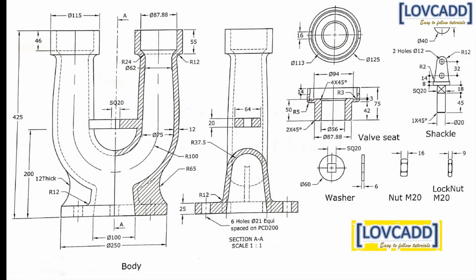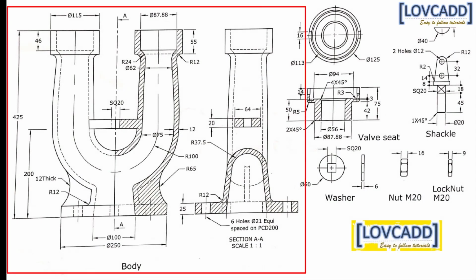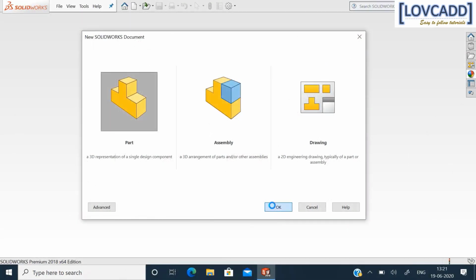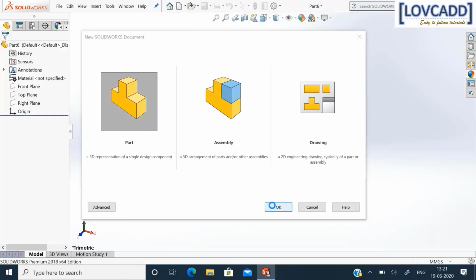Now let's start with the drawing of the first part, which is the body. In this drawing, you can see the front view and the section view, which has all the details which we are going to use to create this part in SolidWorks. So for this, open a new part in SolidWorks.